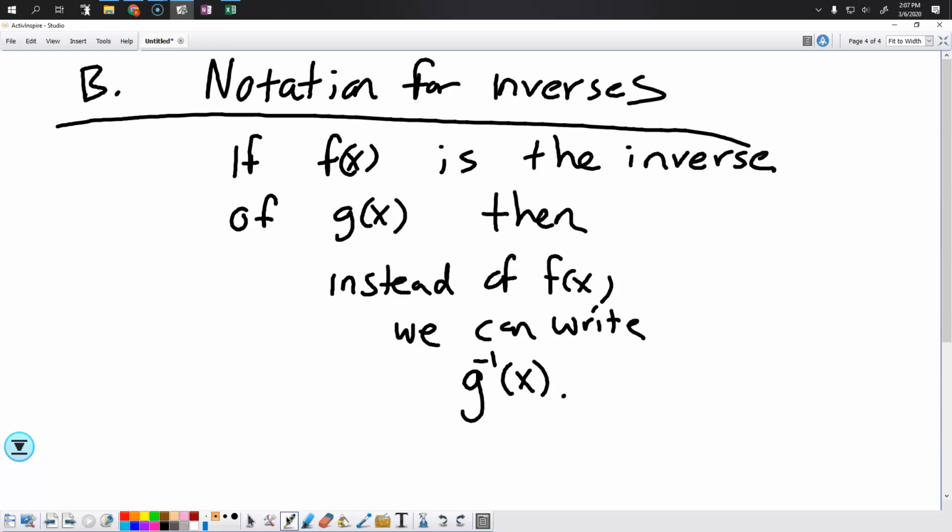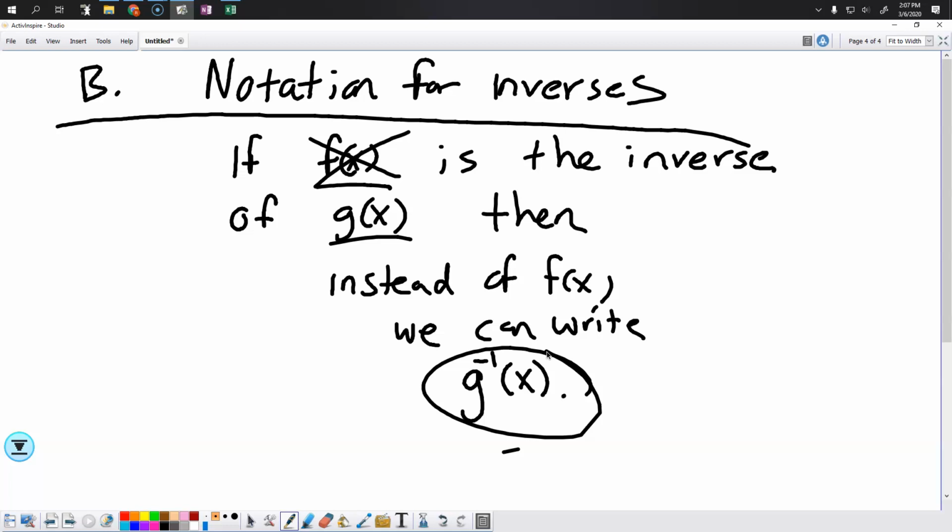All right, so we have the g with a little -1 here. If two functions are inverses, f and g, say those are inverses of each other, instead of using f to name that function, we're going to call it this instead. And that way we know, oh, this is not just another function. This function is actually the inverse of g. They're opposites. Okay? So that's what I mean by that.